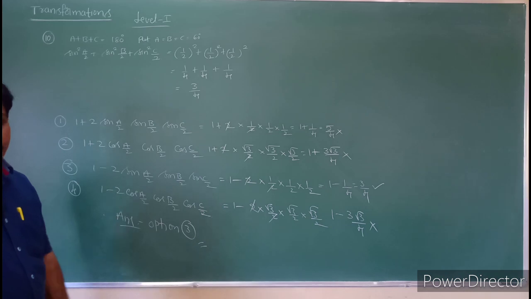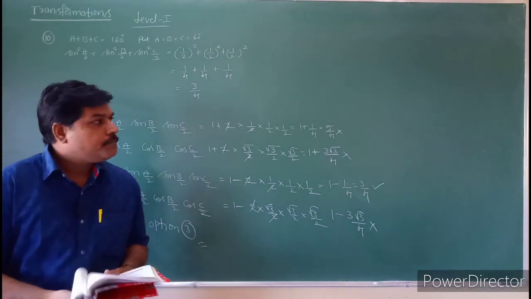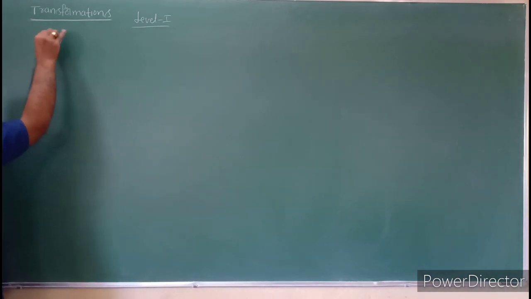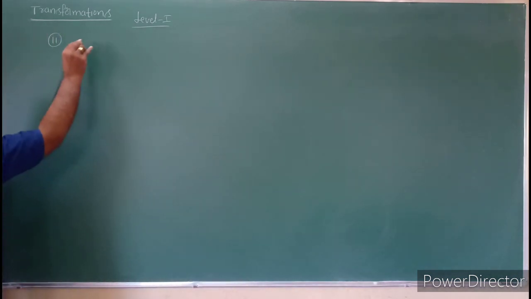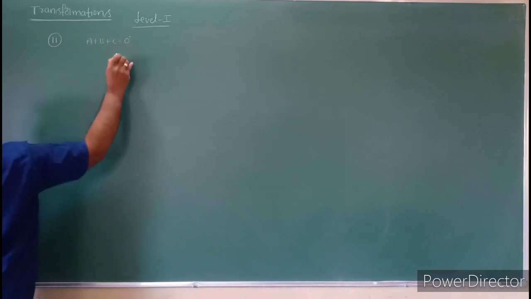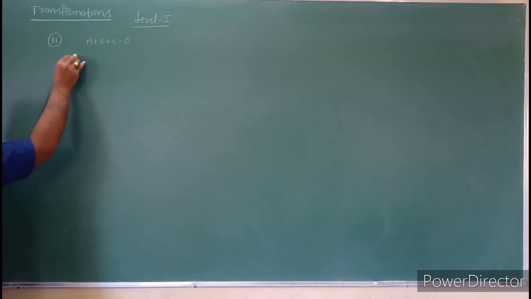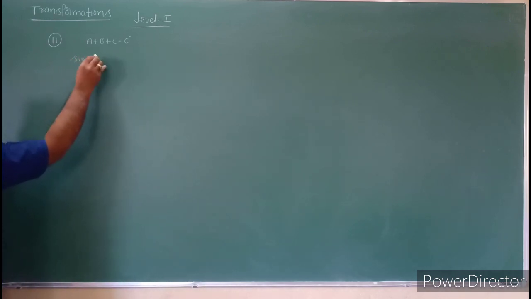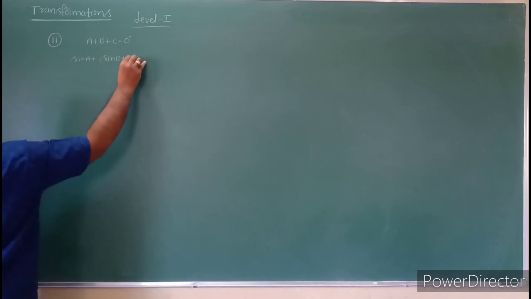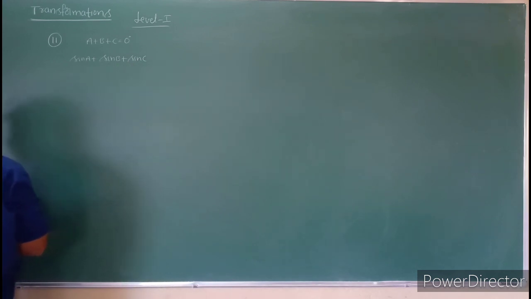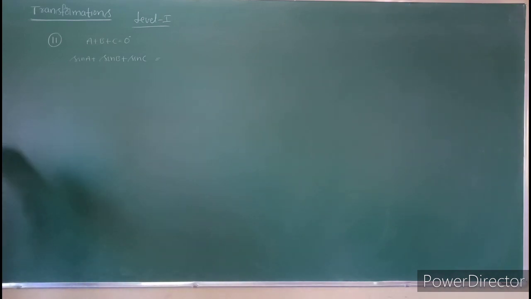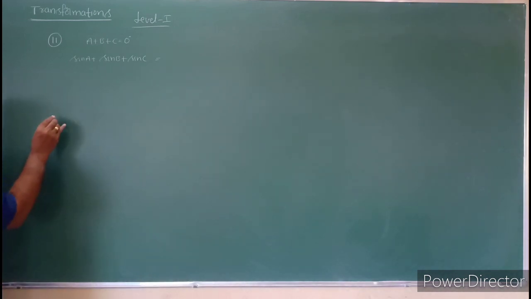Option 3 is the answer. Okay. So see that question, students. Question number 11. A plus B plus C is equal to 0 degrees. Then what is the condition for sin A plus sin B plus sin C is equal to? So this is the condition they are asking, students. And I will take the options also for this one.